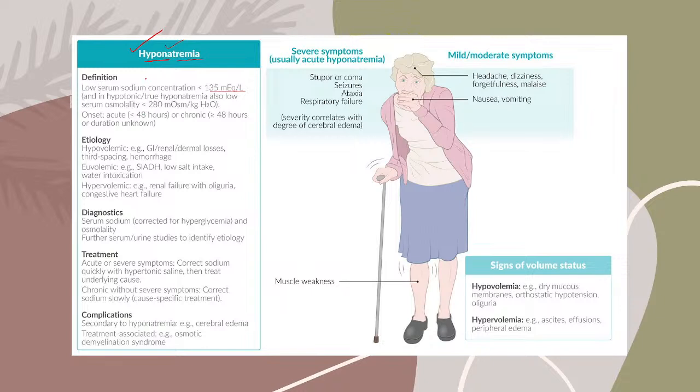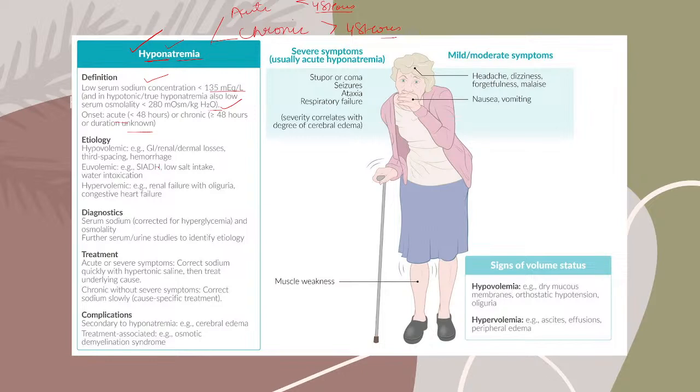Serum sodium concentration would be low, and then serum osmolality will also be low, that is less than 280 milliosmoles per kg water. The onset of this hyponatremia is acute, that is less than 48 hours, and chronic if it is more than 48 hours or duration unknown. So this hyponatremia is basically of two types, acute and chronic. Acute occurs in less than 48 hours, and chronic occurrence is more than 48 hours.